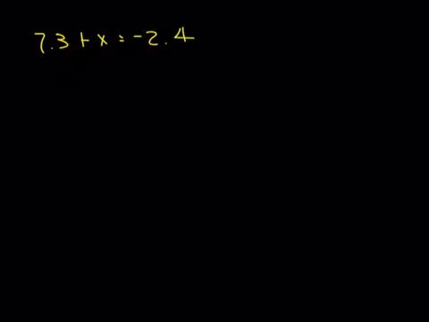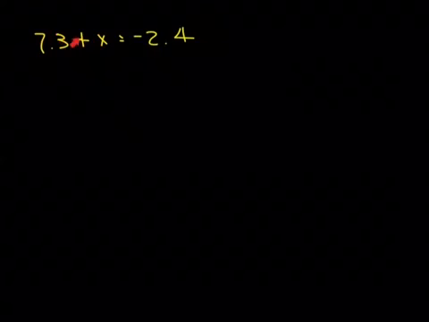Example 6 says if we have 7.3 plus x equals negative 2.4. Boy, they sure jumped to more of a challenging problem, didn't they? But one of the key things, again, is there's my x. That's what I'm trying to isolate or get by itself. I need it on one side of the equal sign all alone.